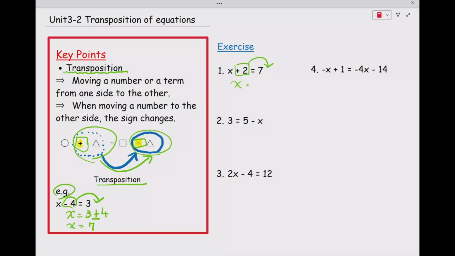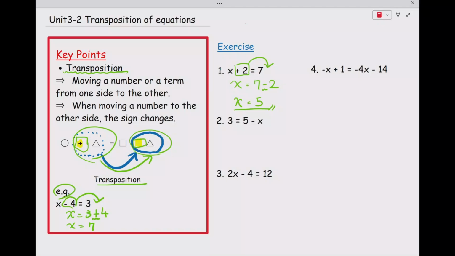So we move plus 2 to the right side, jumping over the equals sign. Be careful not to forget to change the sign at this point. So the original equation becomes x equals 7 minus 2. Then, calculating the right-hand side of the equation, we get x equals 5.